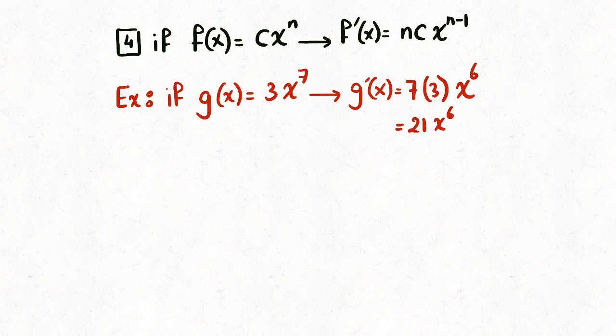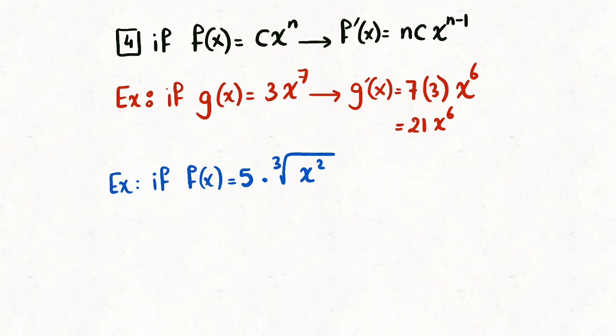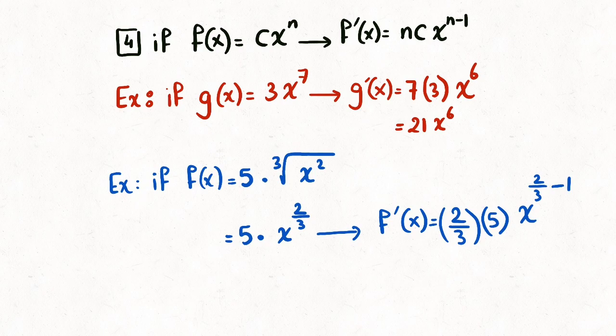Again, we will speak about the radicals rule by taking the following example. F of x equals 5 times the cube root of x squared. We know that the cube root of x squared is basically x to the power 2 over 3. Now we apply the power rule. We say the derivative is the power 2 over 3 times 5, which is the number c, times x to the power always minus 1, 2 over 3 minus 1. And then we simplify it as before.